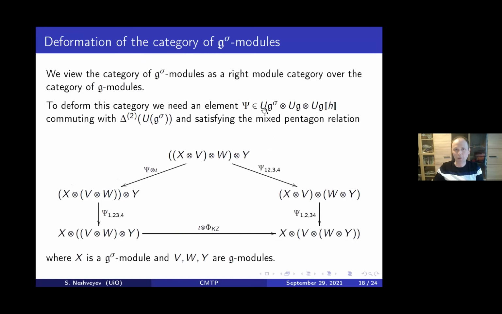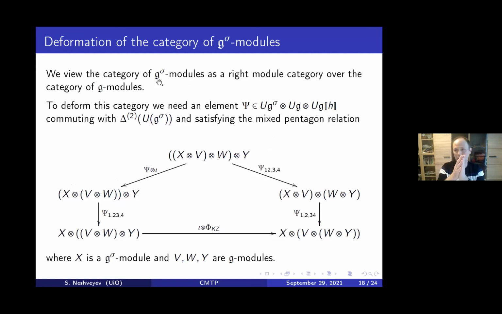Then at the categorical level, we consider the category of G sigma modules, but again, we should not expect to quantize it as a tensor category, because that would rather correspond to quantum subgroups, and we saw that we don't get quantum subgroups, we got only co-ideals. So the right point of view turns out to be to view this category as a module category of the category of G modules.